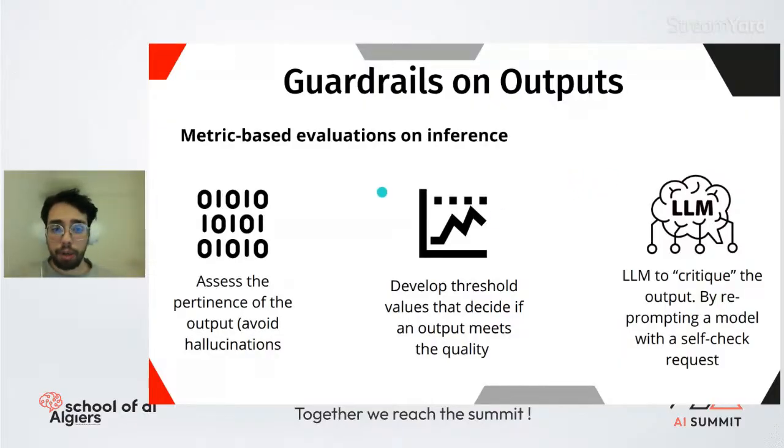Passing to guardrails on outputs, they are very similar to guardrails on inputs, with a lot of shared techniques. So here I will cite only the techniques that are specific to output. We can think of, after the output generation, assessing whether our LLM has generated an output that is pertinent.